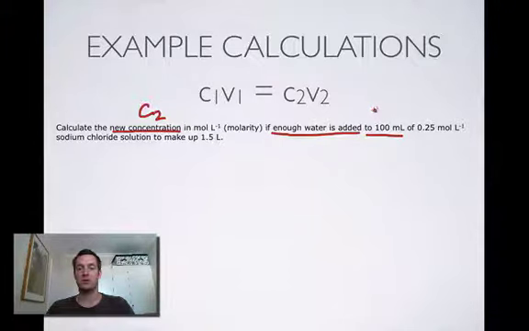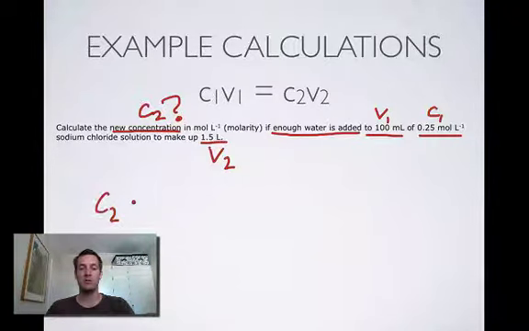100 mils is our original volume, and 0.25 is our original concentration. We're taking this solution and making it up to 1.5 litres, so here's our new volume, V2. We're being asked to find C2. Okay, C2 equals, remember, C1V1 over V2. We just divide both sides by V2.